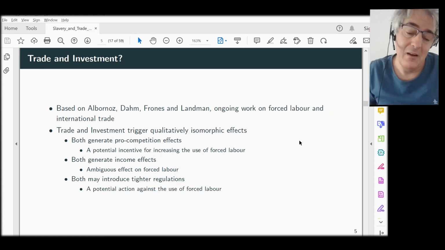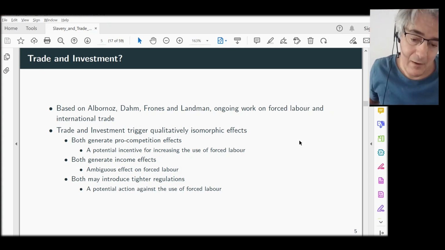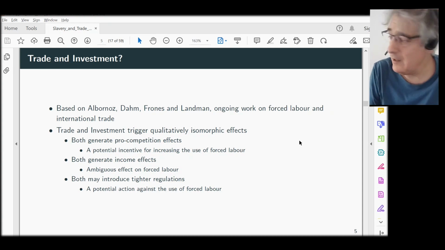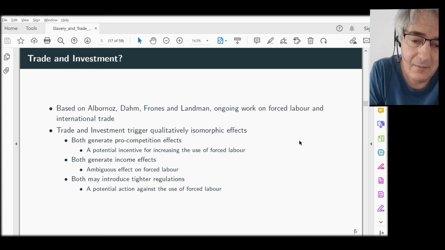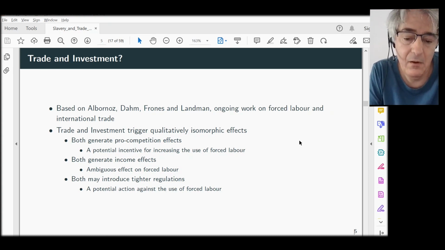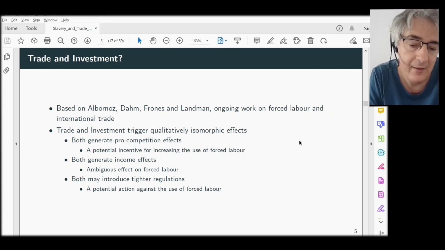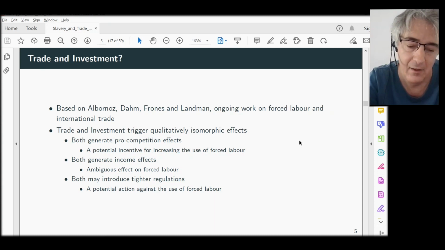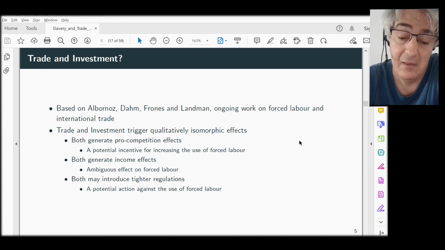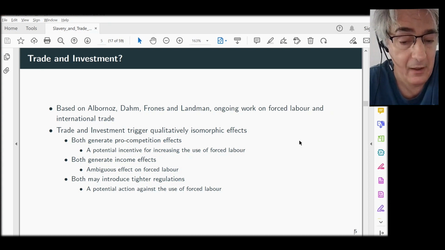And when you have, in theory, different potential and opposing effects of anything on anything, the answer is mainly empirical. Okay, because you cannot assign in theory a weight to each of the mechanisms that go in different directions. So that's why we need to carry out empirical work.